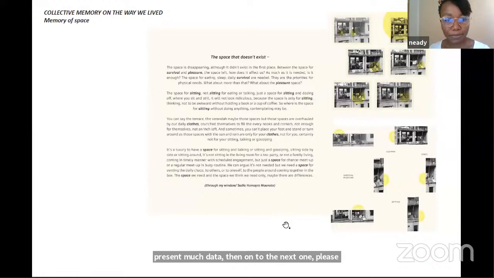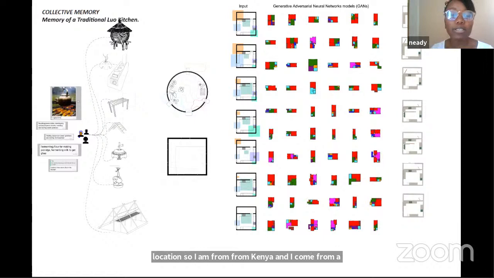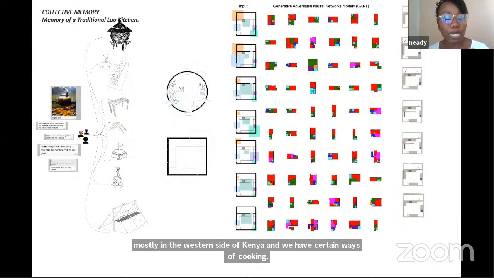And so for me, my memory was of a Luo kitchen. I am from Kenya, and I come from a group of people called the Luo. The Luo live mostly on the western side of Kenya, and we have certain methods of cooking, and certain tools that are particular to these forms of cooking.